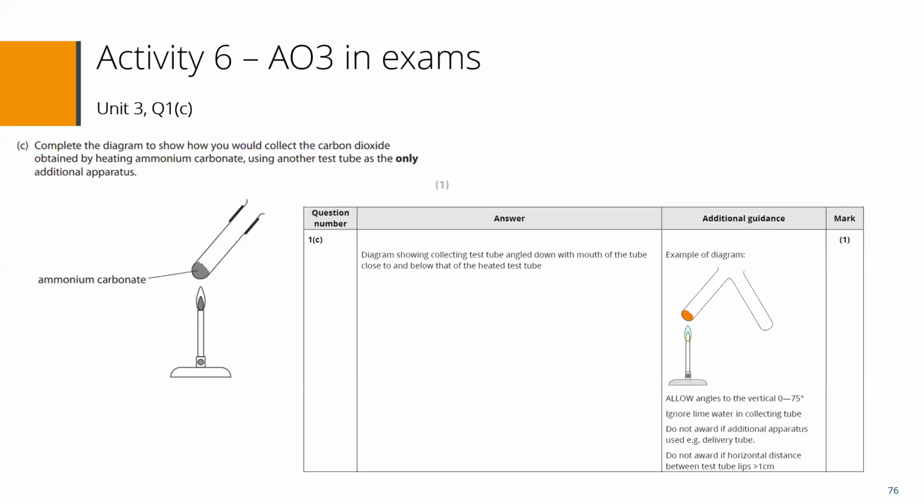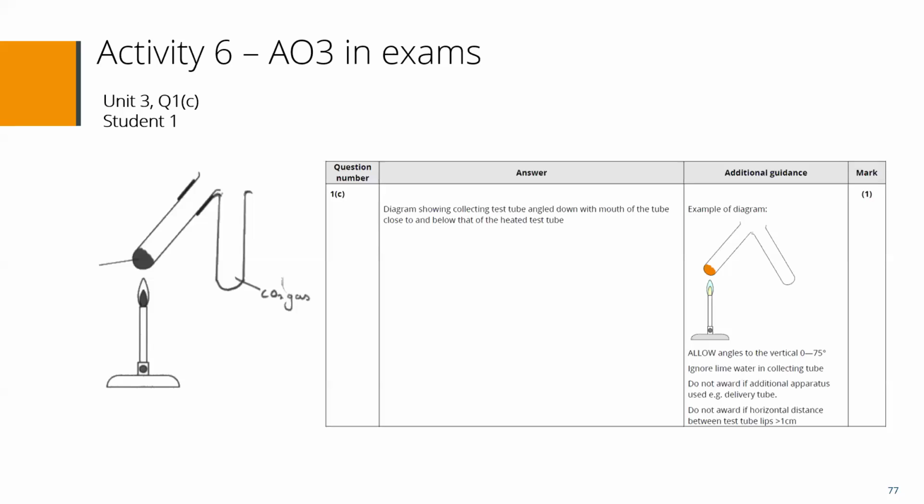Okay, complete the diagram to show how you would collect carbon dioxide obtained by heating ammonium carbonate using another test tube as the only additional apparatus. And there's an example of the diagram over there. Allow angles to the vertical 0 to 75, so the test tube on the right-hand side can be vertical. Do not award if additional apparatus is used, i.e. a delivery tube, and do not award if the horizontal distance between the lips of the 2 test tubes is greater than 1 centimetre, and that will be something that we judge by eye on the computer screen by the examiners.